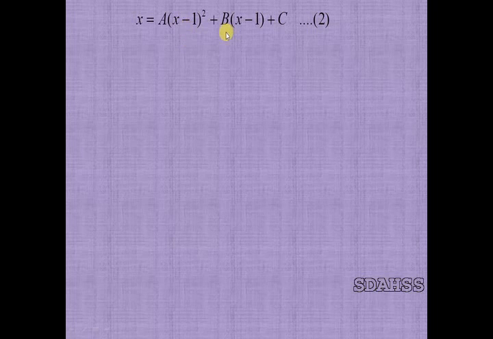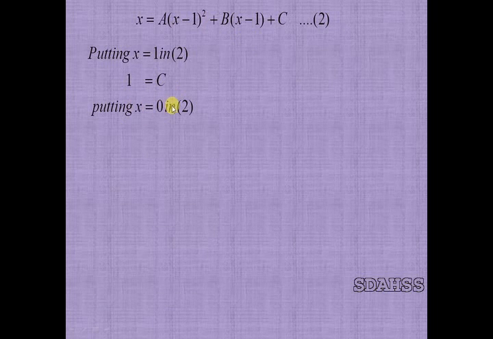Now substitute x is equal to 1. See, the factor is (x - 1), so x - 1 is equal to 0 means x is equal to 1. So substitute x is equal to 1 in the second equation. Then you have 1 is equal to, this term vanishes, 1 - 1 is 0, this also vanishes, so remaining C is equal to 1. Again substitute x is equal to 0 in the second equation. You will get 0 is equal to A into (0 - 1) whole square, which means 1 A.